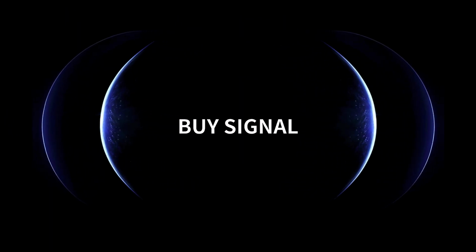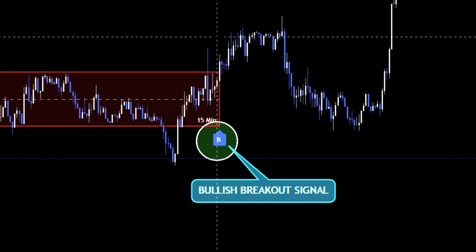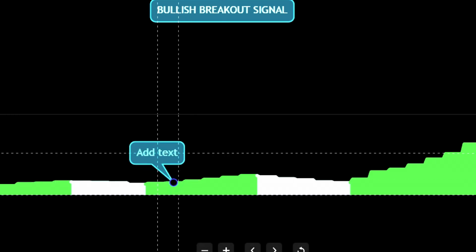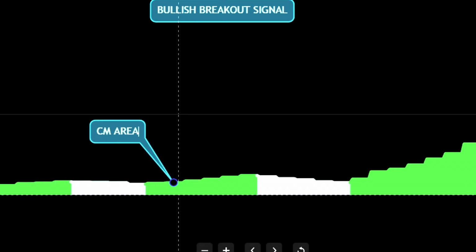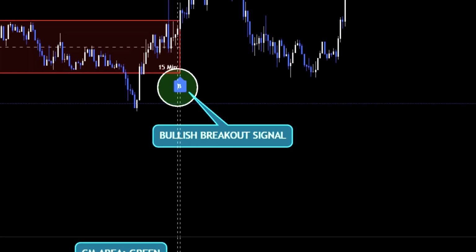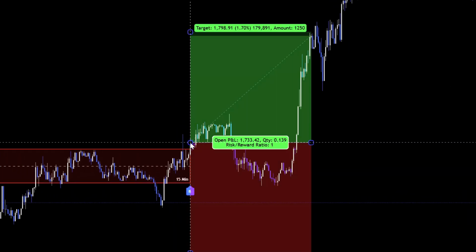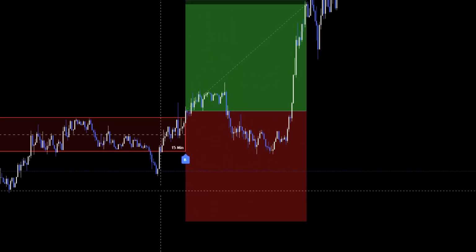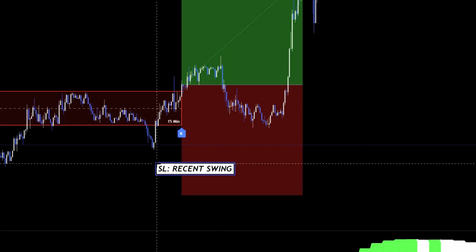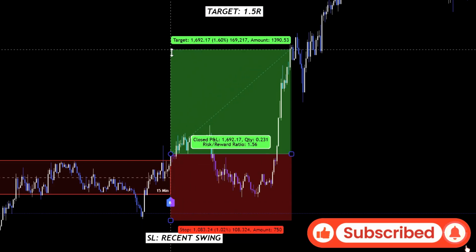This ensures our trading strategy stays disciplined. Check out this trading example here. We wait for a bullish breakout signal. Then, for critical confirmation, we need bullish momentum from the CM MACD. That means a green area above the midline. That's your confirmed buy signal, making this a robust TradingView strategy. Then, set your stop loss just below the recent swing low, and target at least 1.5 R for your take profit.